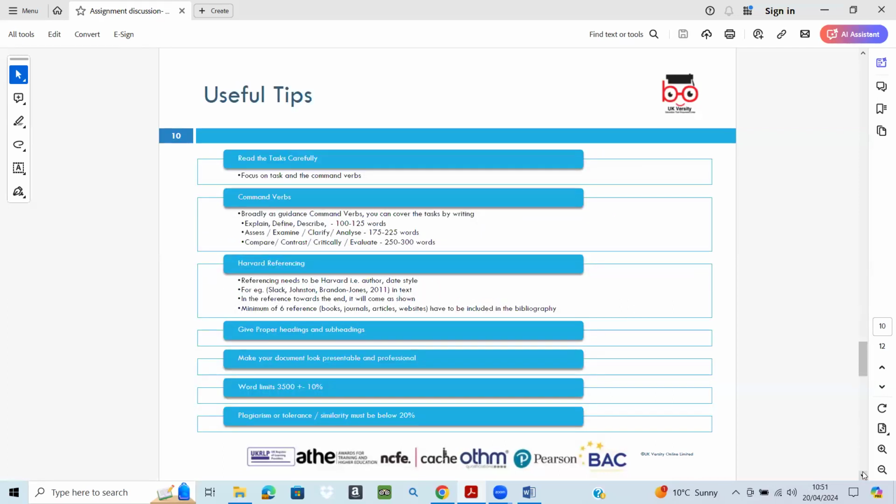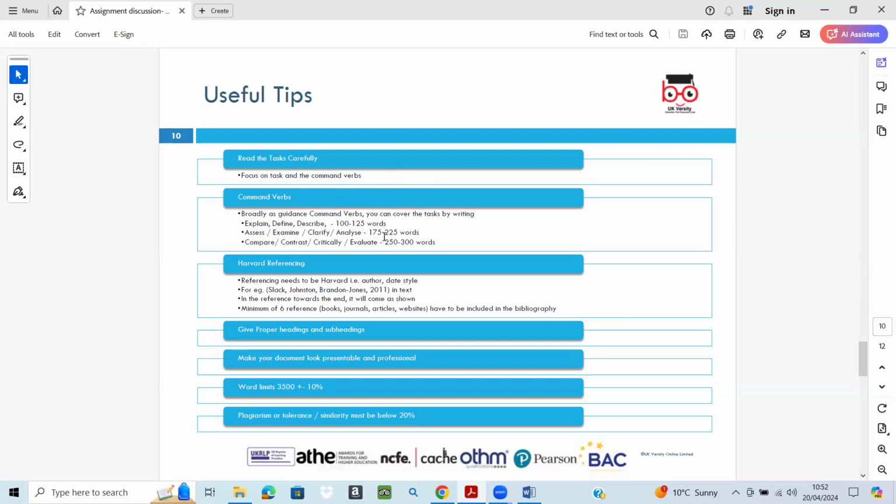Then we have some useful tips. Read the task correctly. As we discussed, we need to read the task carefully, focus on the task and the command verbs, which we already discussed, that command verbs we need to check.